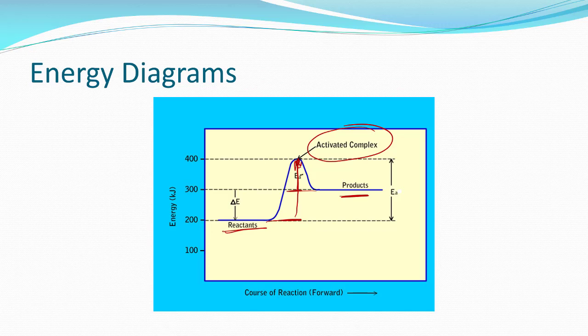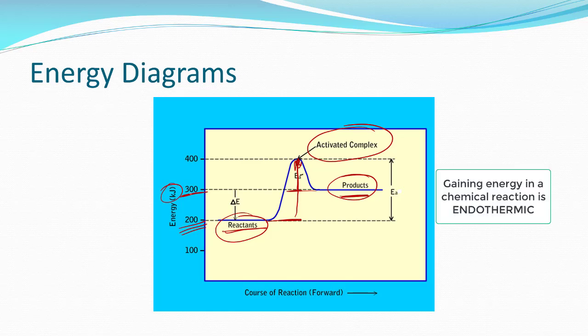So if we look right here, our reactants are starting at 200 kilojoules of energy. 200 kilojoules of energy is what our reactants are starting with. But if you look, our products are ending up at 300 kilojoules. Would you agree, I'm hoping, that the products have gained energy compared to the reactants? And that's exactly what it is.